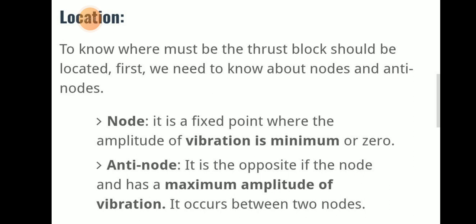In order to find the location of the thrust block, we should know the nodal and antinodal points. A node is a fixed point where the amplitude of vibration is minimum or zero. An antinode is just the opposite of a node, meaning the amplitude of vibration is maximum. The antinode will occur between two nodes.